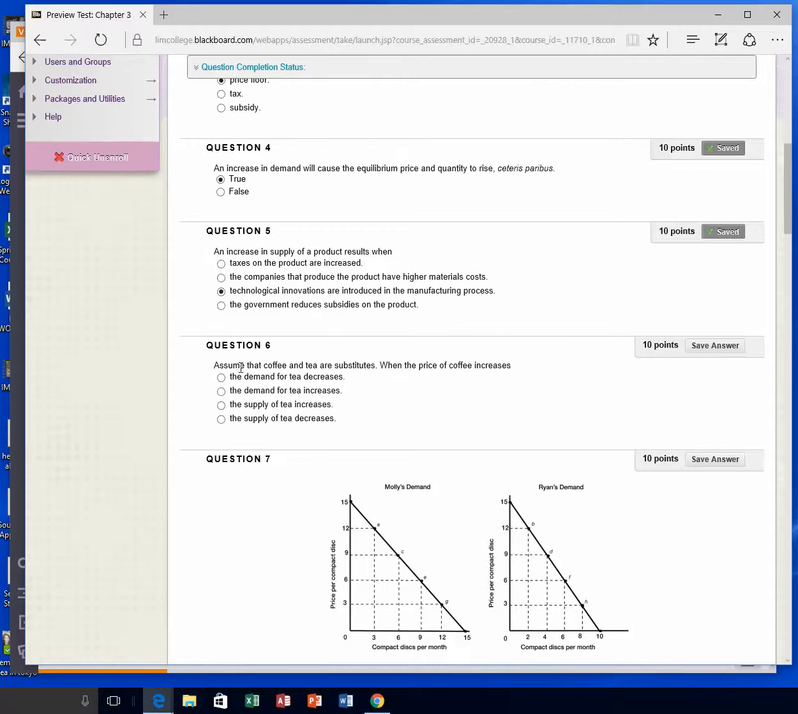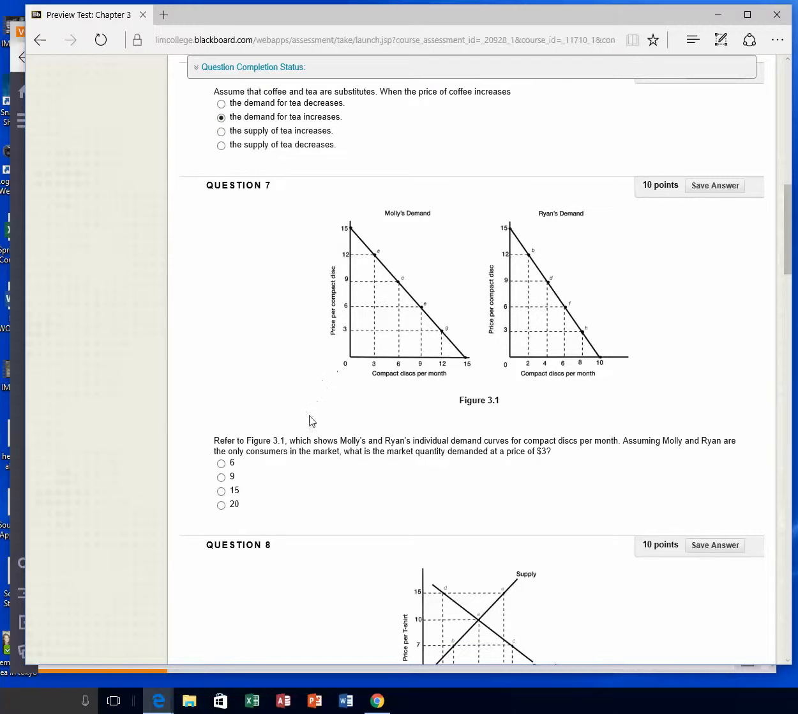All right, question 6. Assume that coffee and tea are substitutes, right? I could do one or the other, depending on my mood or if there's a change in the world. So here, when the price of coffee increases, because tea is a substitute, the demand for tea will increase.